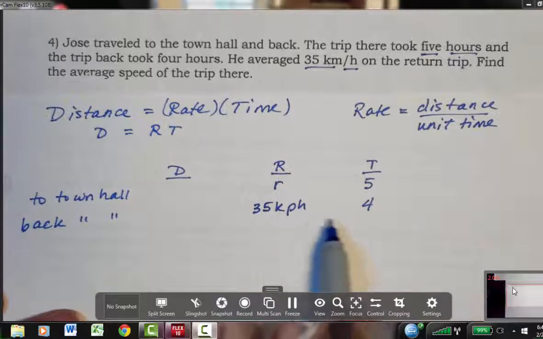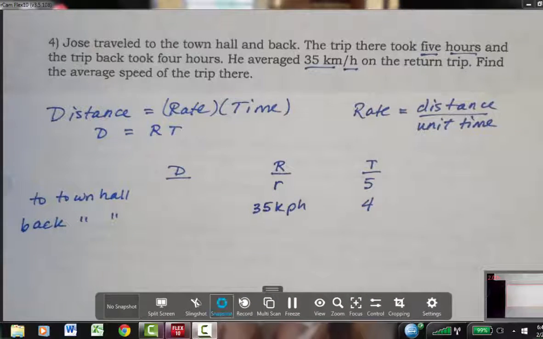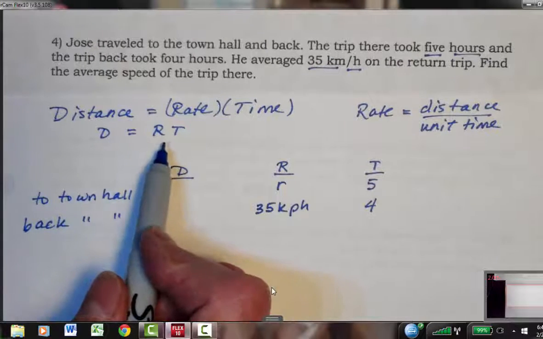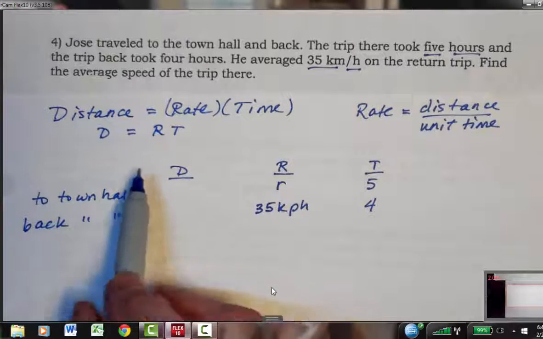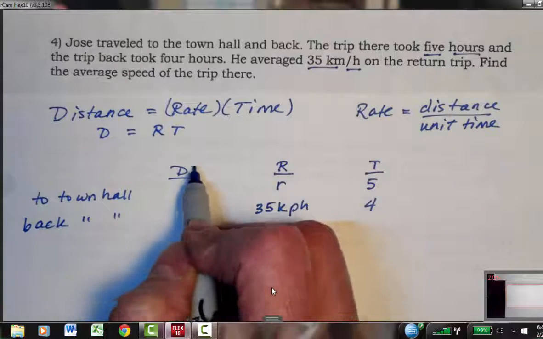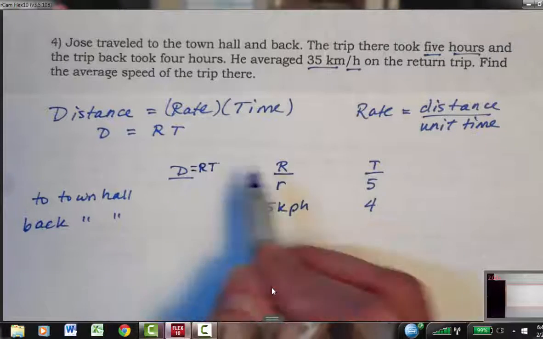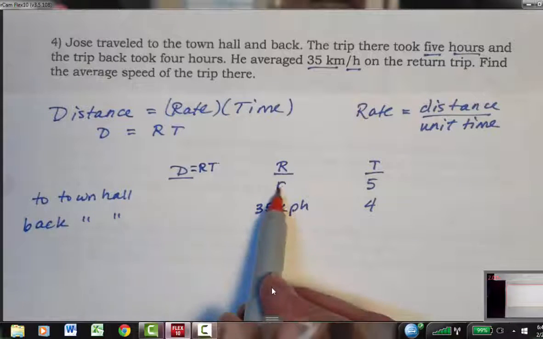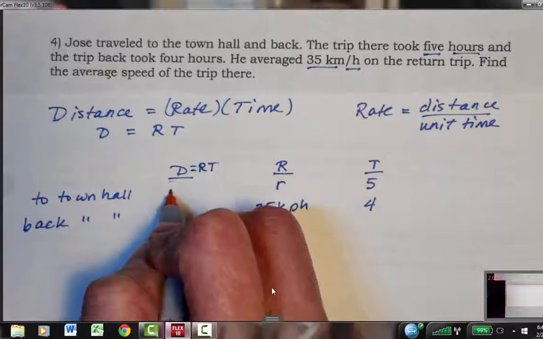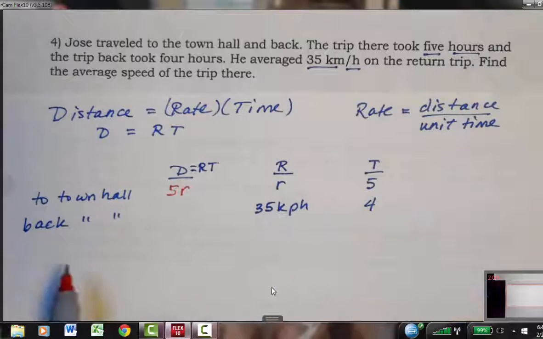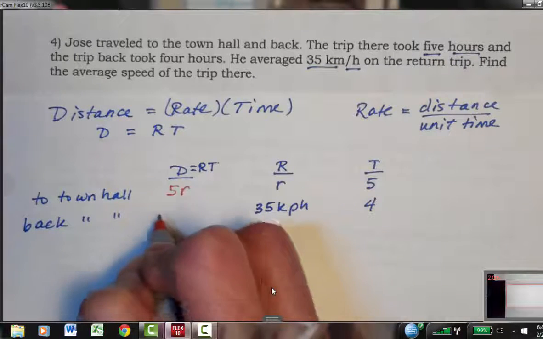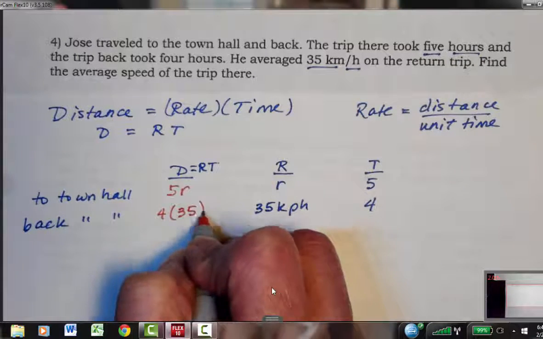Once you have two columns filled in, which is what we have right here, we have our R column filled in and our T column filled in, we go ahead and use the formula D equals RT to fill in that last column. So to find my distance, I need to take my rate times my time. I'm going to do that for the distance to the town hall. It's going to be my rate times my time, which gives me 5R. And then back from the town hall, my rate times my time, which is 4 times 35.